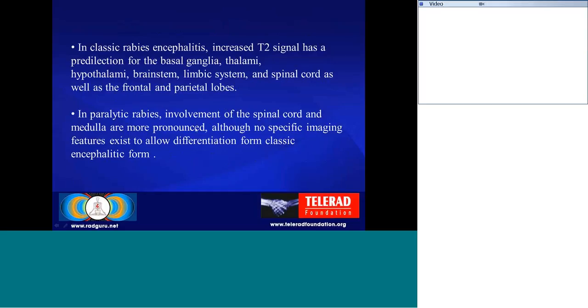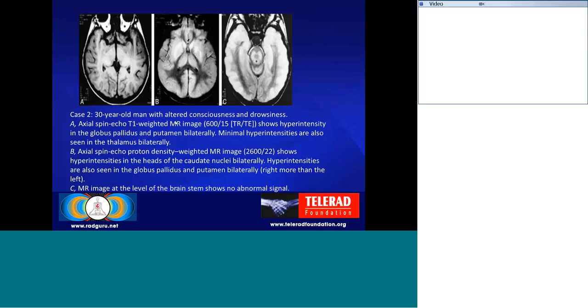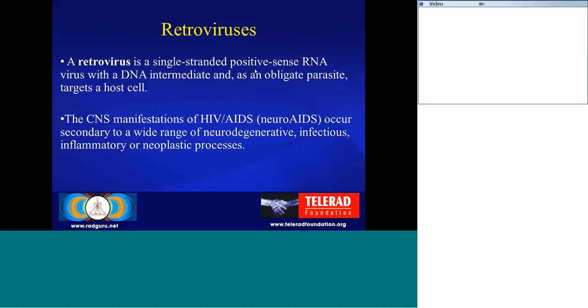In paralytic rabies, we see involvement of the spinal cord and medulla. However, the imaging does not distinguish between classical encephalitic or paralytic forms. In rabies encephalitis, the signal abnormalities are very minimal on plain images. We can see in this patient there is hyperintensity in the globus pallidus and thalamus bilaterally. This is a proton density image. There is involvement of the caudate nucleus and also the globus pallidus and putamen. The brainstem is not involved. So this is a case of rabies encephalitis.